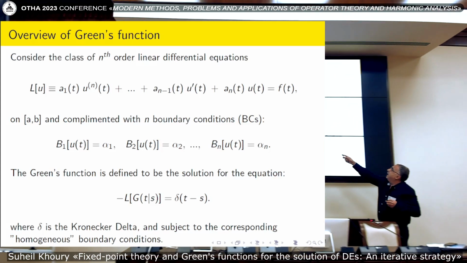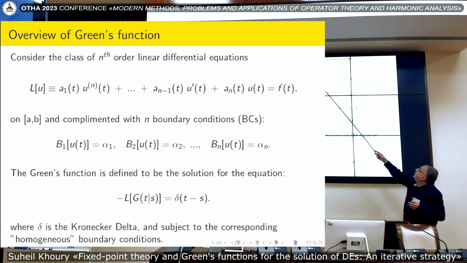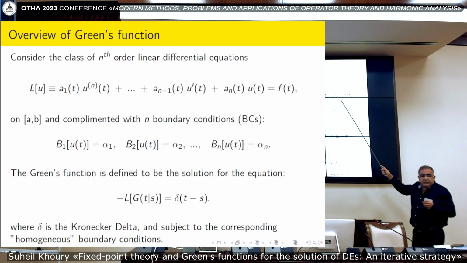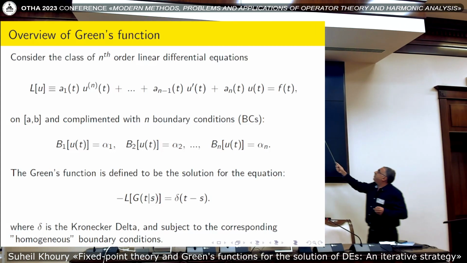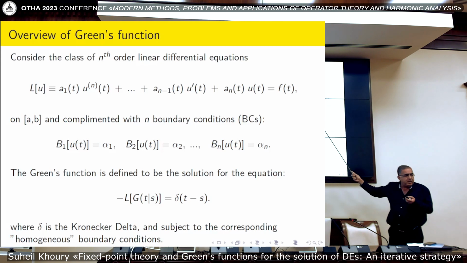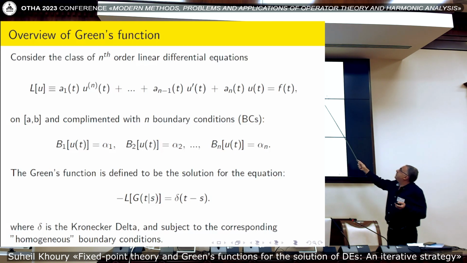Now, an overview of Green's function. Let's take this nth order linear differential equation where the non-homogeneous term is f of t. The idea of Green's function is that if you replace f of t by the Dirac delta function, and if you can solve this equation where f is replaced by the Dirac delta function, then you can solve this problem. It's very well known.